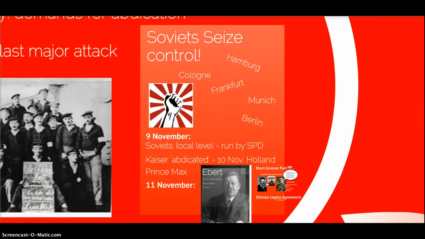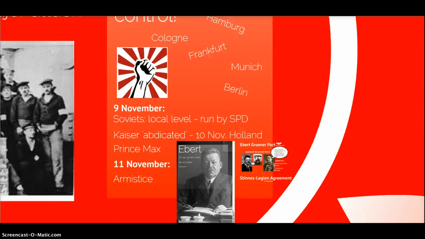Let's move on, look at the next event. So on the 11th of November, it's the armistice. This new six-man government negotiates the armistice with the Allies. It's the end of fighting.